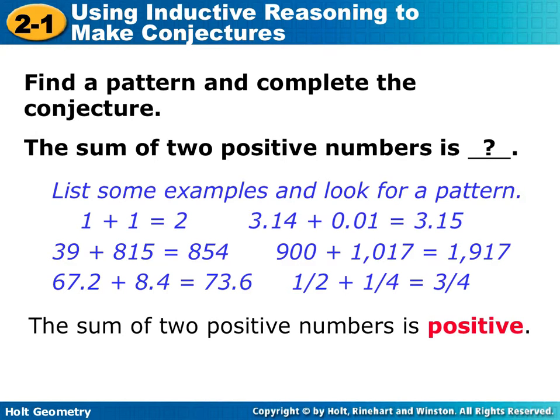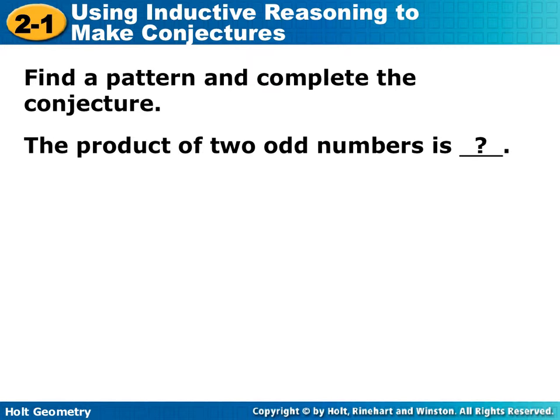Okay, so the conjecture is we think that the sum of two positive numbers is always positive. Is that absolutely true? I don't know, but it's our best guess at what is true. All right, so work on this one for me. Complete the conjecture. Find a pattern, so you need to come up with some examples. You need to see at least 3 examples on your paper. And then you can try and fill in the blank. More than 3 examples is perfectly fine. But don't make examples all the time and then not be able to finish the problem.